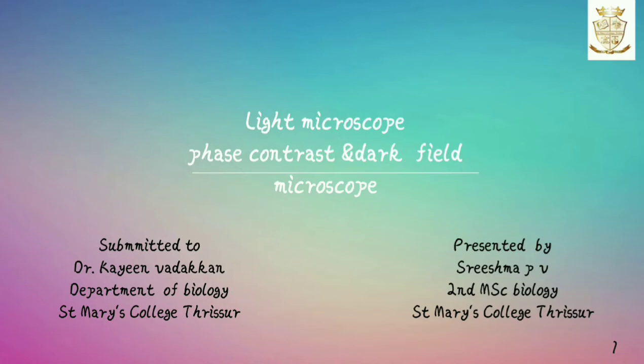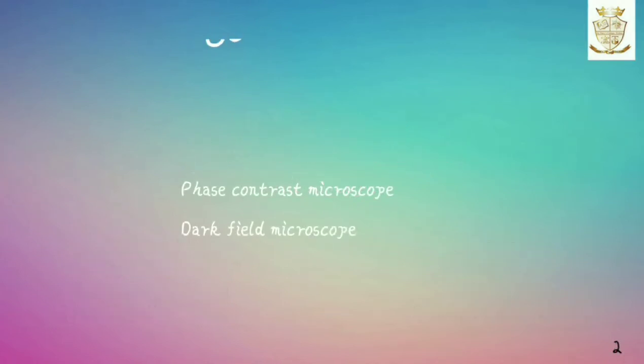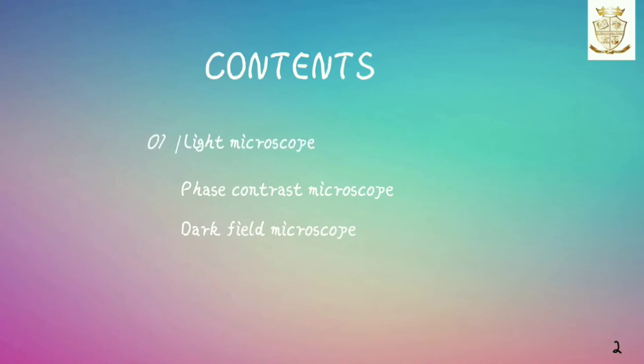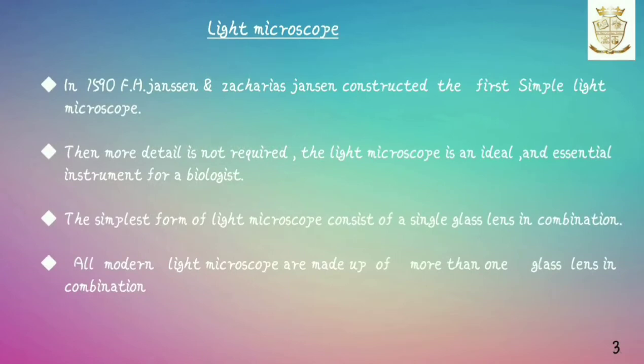Mainly we are going to discuss the light microscope, phase contrast microscope and dark field microscope. First of all, we can discuss what is a light microscope. In 1519, F.S. Janssen and Zacharias Janssen constructed the first simple light microscope. Then more details are not required.